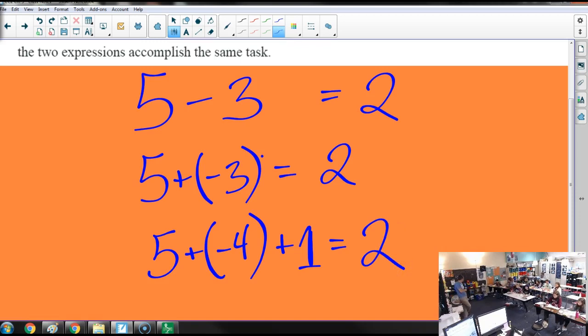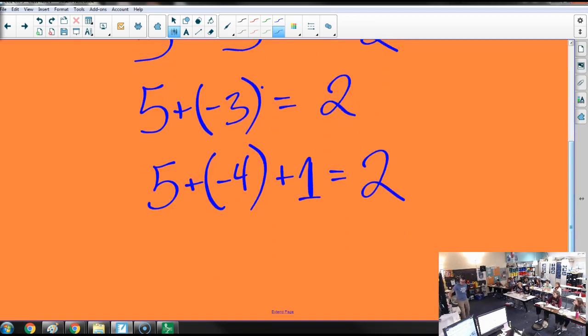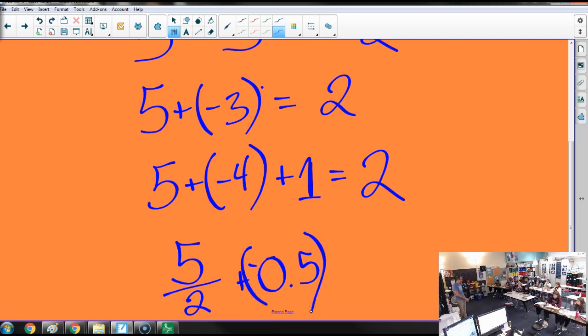Nick? 5 divided by 2. And then plus negative 0.5. Yeah, but we're trying to work with integers right now, so I'll let it slide. You kind of made it more difficult than we're trying to do. All right, I said we were going to move on, but Morgan, then we'll move on.